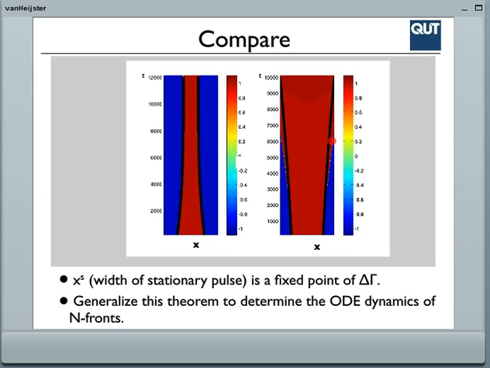But in general, this ODE approximation works, and we can prove that it works, and simulations are accurate. And we can also generalize this theorem, not to the two fronts, but let's say to the dynamics with 12.